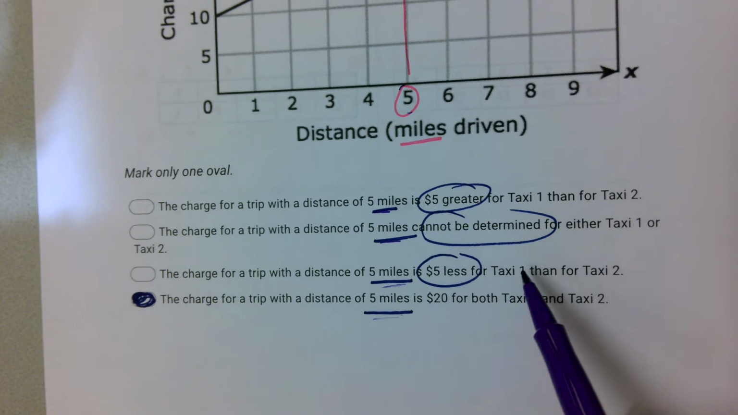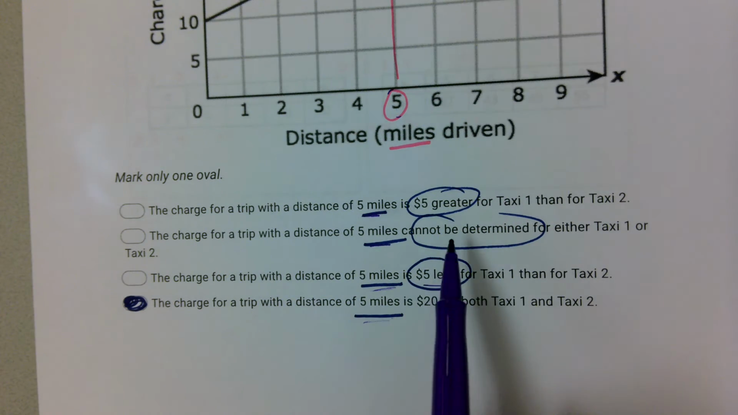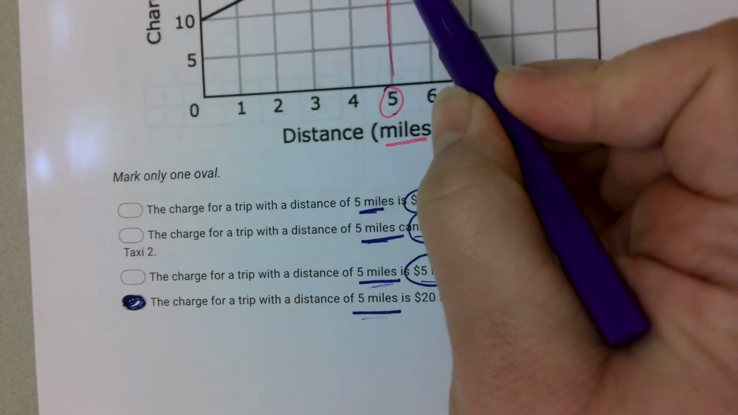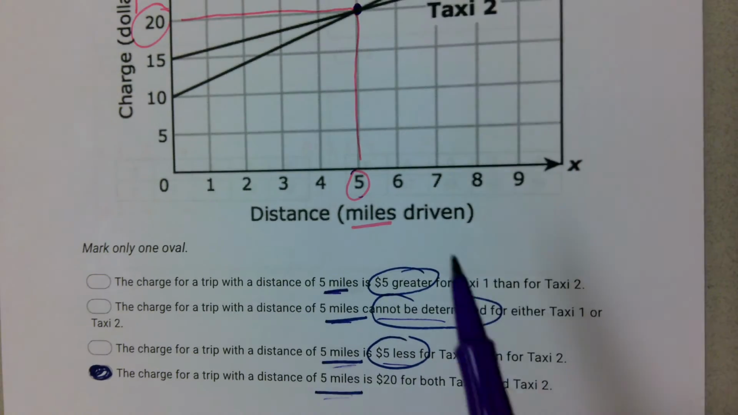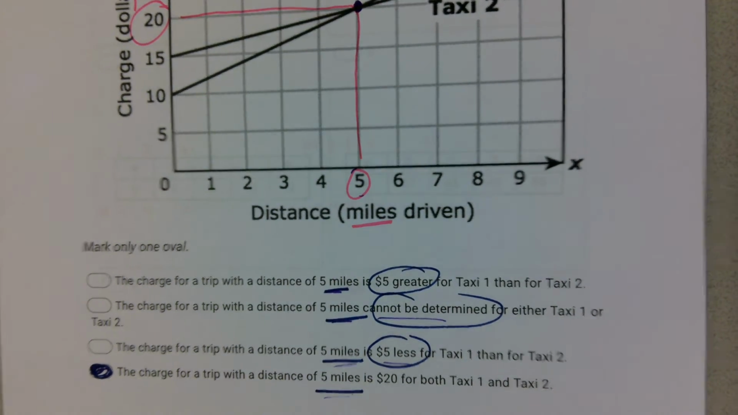So the charge for a trip with a distance of 5 miles is $20 for both taxi 1 and taxi 2. And then looking here, $5 less, that's not true. Can't be determined, well, we can determine it's right there in the graph. And then $5 greater is not correct either. They are the same cost of $20.